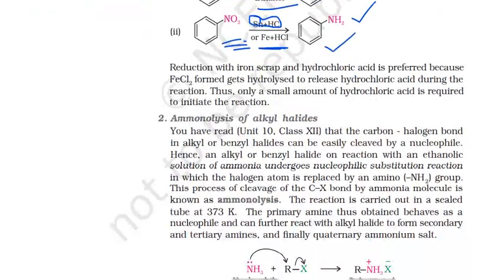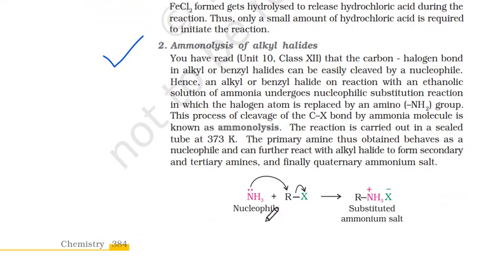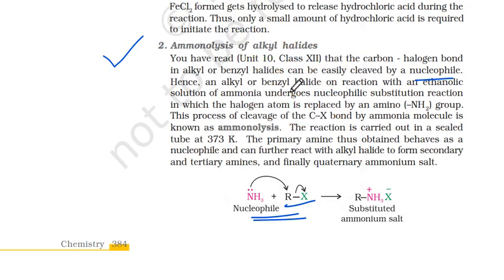Then you have ammonolysis of alkyl halides. You take an alkyl halide RX, you ammonolyze it. What do you mean by that? You have read that the carbon halogen bond in alkyl or benzyl halides can be easily cleaved by a nucleophile because there's an electronegativity difference over here, right? Hence an alkyl or benzyl halide on reaction with an ethanolic solution of ammonia undergoes a nucleophilic substitution reaction in which the halogen atom is replaced by an amino group.